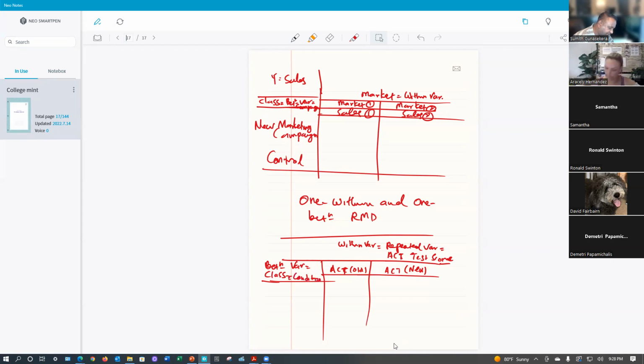Condition. What's the condition? There are two conditions there: online practice test or classroom preparation. These are levels. These are the variables. This is a variable, this is a variable, and this one. So the test scores. Okay. So the y would be test scores.